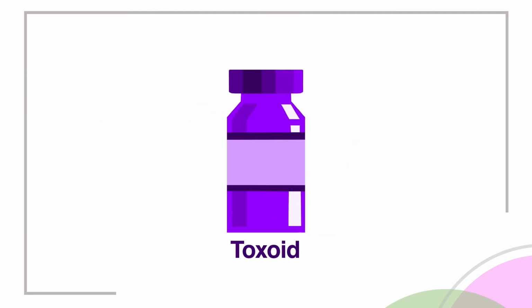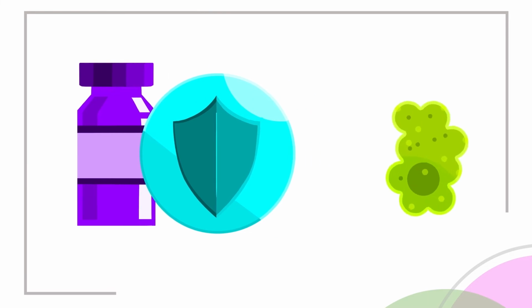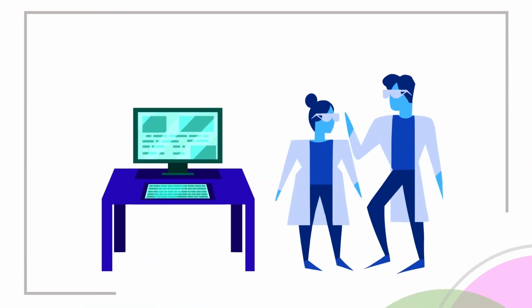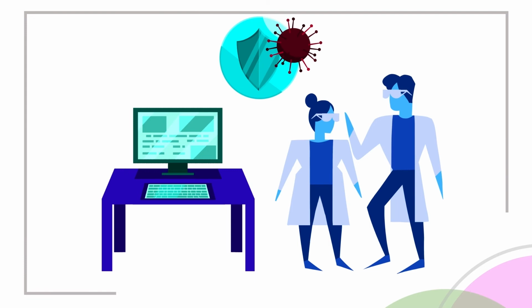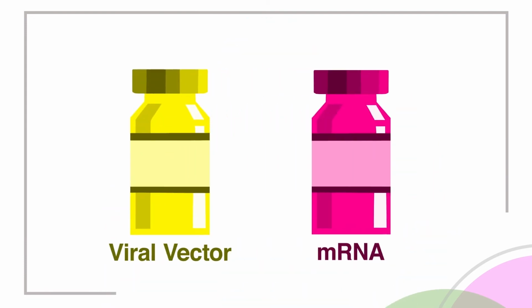Toxoid vaccines, like tetanus, don't contain the germ at all. Instead, they protect against the toxins produced by the germ. And thanks to decades of research and advances in vaccine technology, two newer types of vaccines were successfully used against COVID: viral vector vaccines and mRNA vaccines.